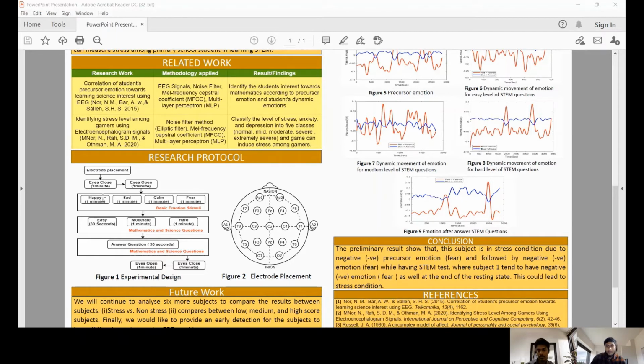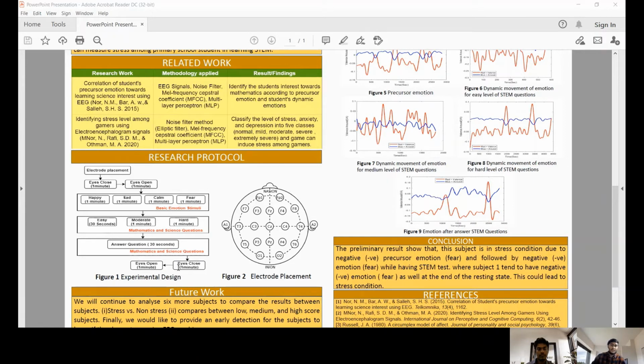After that, we proceed with viewing the International Affective Picture System emotion sequence pictures for happy, sad, calm, fear, each for 1 minute, and record the brain signal. After that, a student reads mathematics and science questions by themselves, consisting of 12 questions, based on 3 levels: easy 30 seconds, moderate 1 minute, hard 1 minute. Then they are required to answer the question if they can, and we record their brain signal for all 12 questions.